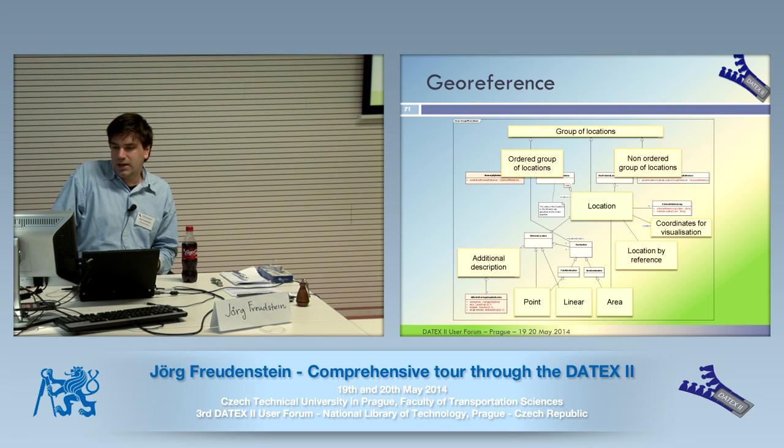And what you can do is give coordinates for the visualization, for a map, for instance. You can do it by reference. When you previously defined a predefined location publication, you can just set, okay, my reference is this, and that's it. But the most usual thing is to specify one of these three: a point, a linear or an area. And you have additional description, as I said before, something like footpaths, carriageways, lanes or something.